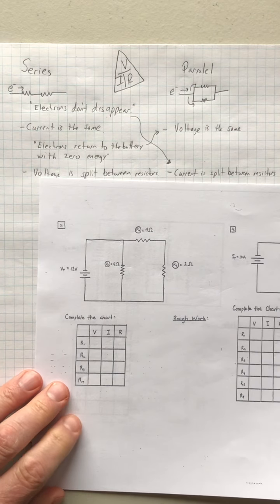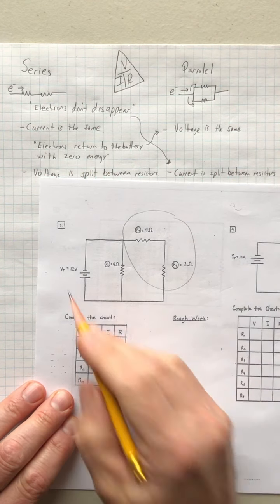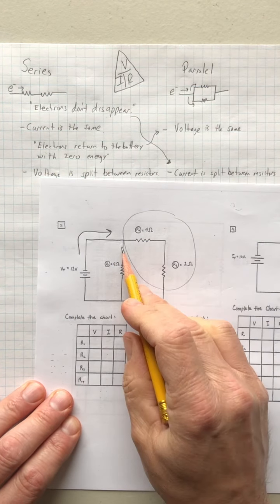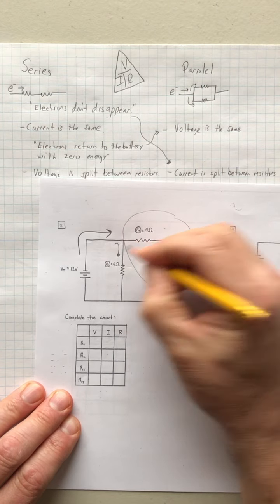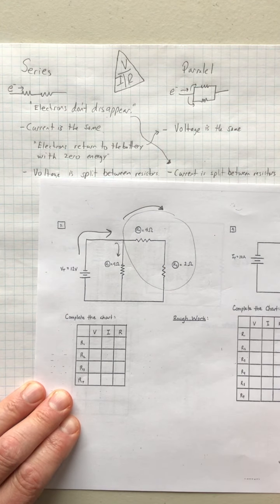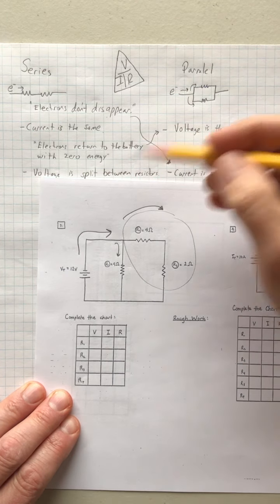Okay, here's now the circuit. Now these guys here, these ones are in series. Okay, I got 12 volts. Some electrons are going to come through here. They get to this point, it's a decision. Some can go down here. Some are going to travel through this section here. Okay, and then we can look at the voltage.